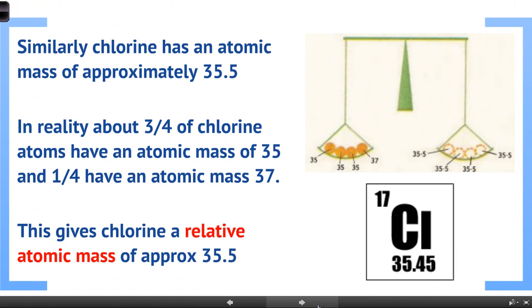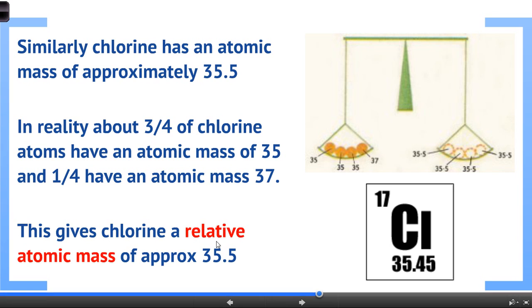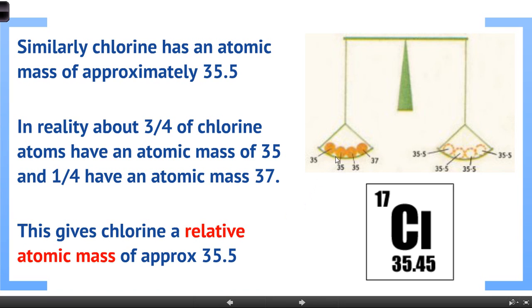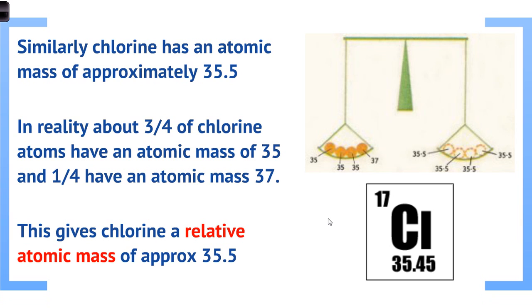If we look at chlorine, it has a relative atomic mass of approximately 35.5. It's actually more like 35.45, but let's just say 35.5. In reality, approximately 3/4 of chlorine atoms have an atomic mass of 35. You can see here in my little picture, 3 of them have a 35. So 3/4 of a cloud of chlorine gas would have an atomic mass of 35, and roughly 1/4 have an atomic mass of 37, slightly heavier. This gives chlorine a relative atomic mass of 35.5.